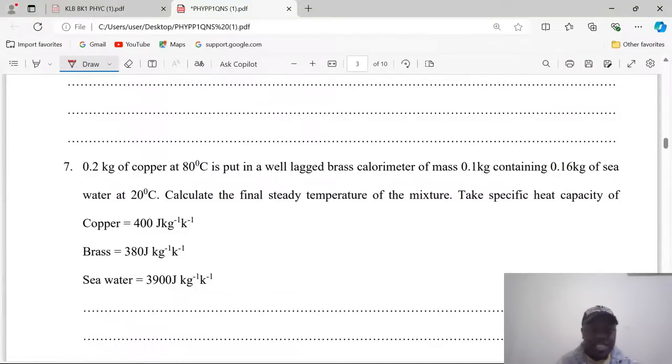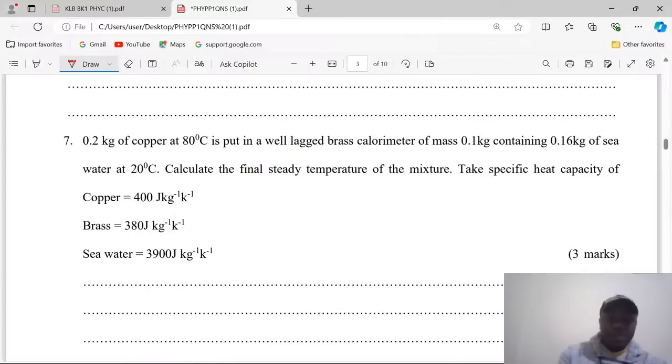I must correct something in this. It should be known that Kelvin is capital K, not a small letter k. So this should be capital. Please make sure you don't make the same mistake as the typist did. Okay, now we are supposed to work out this question.